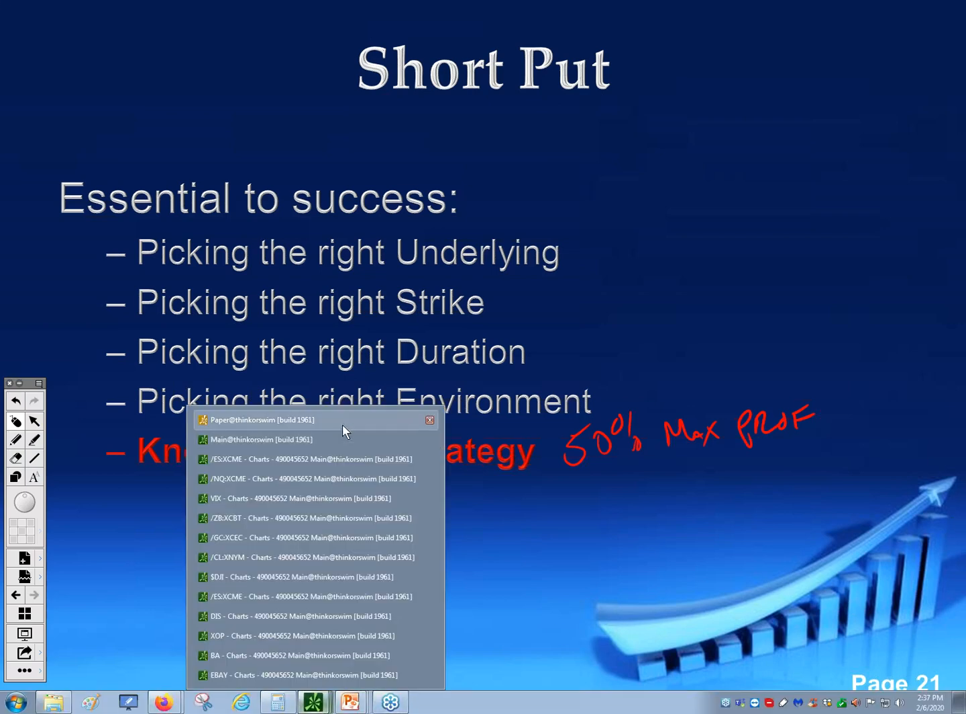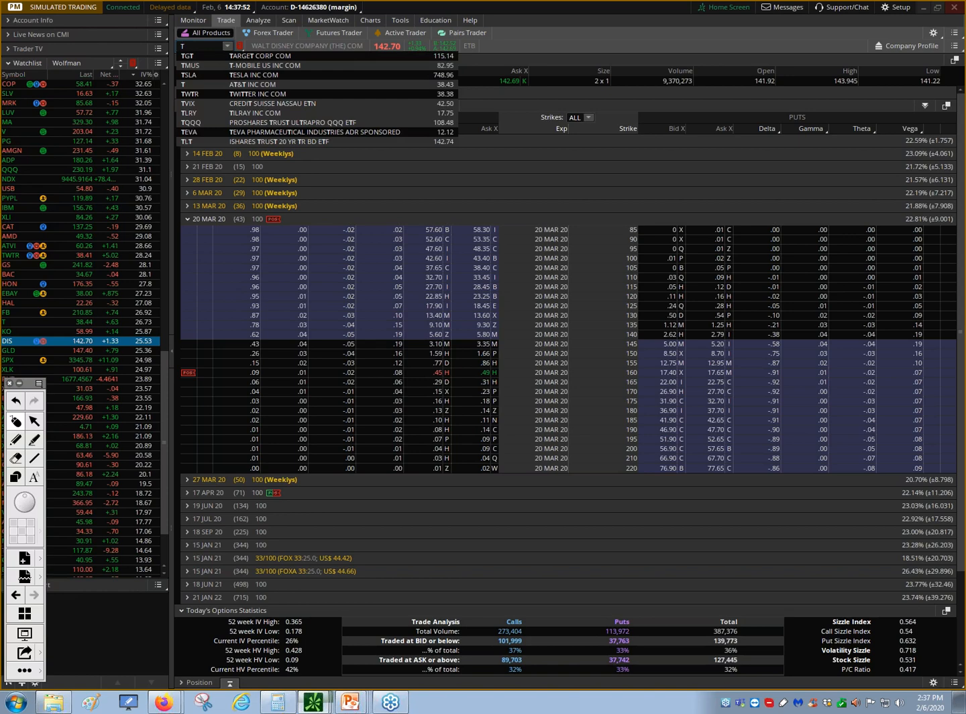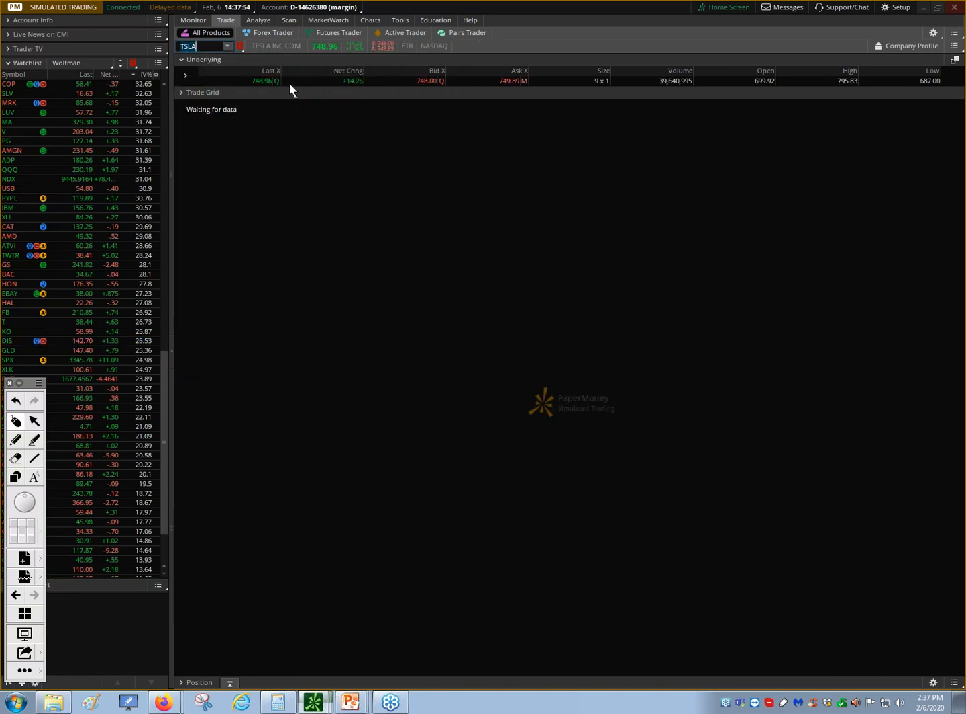And if you own the stock and you never get hit on these puts, never get put to you, let me try and find something. Let's just go to the Tesla trade, because I don't have a position in Tesla anymore.